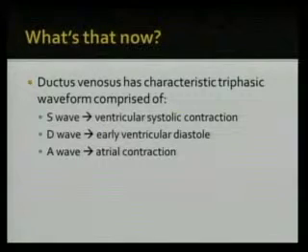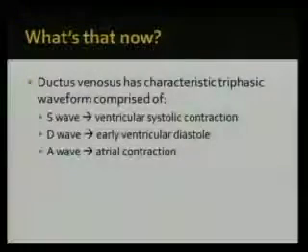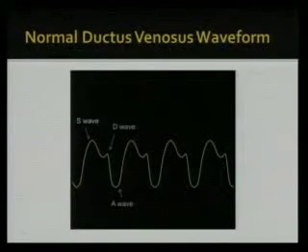So what are these waveforms? The ductus venosus has a characteristic triphasic waveform. It's composed of an S wave, which is consistent with ventricular systolic contraction, a D wave, which represents early ventricular diastole, and an A wave, which is atrial contraction. And I'll show you a picture because I didn't know this stuff. So this is the normal ductus venosus waveform. You see the S wave, the D wave, and then the characteristic A wave, and this is in a normal patient.